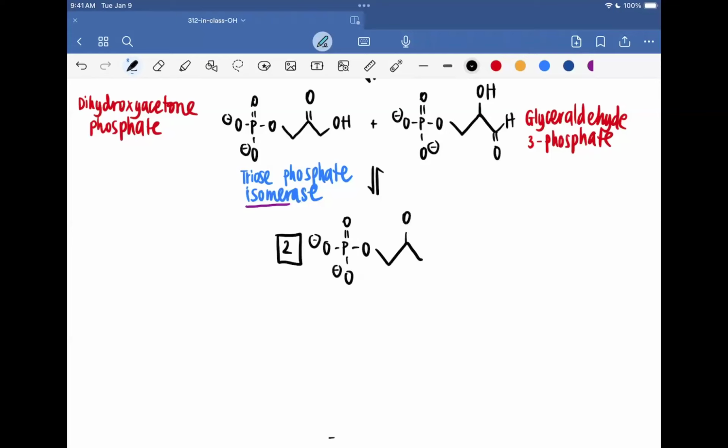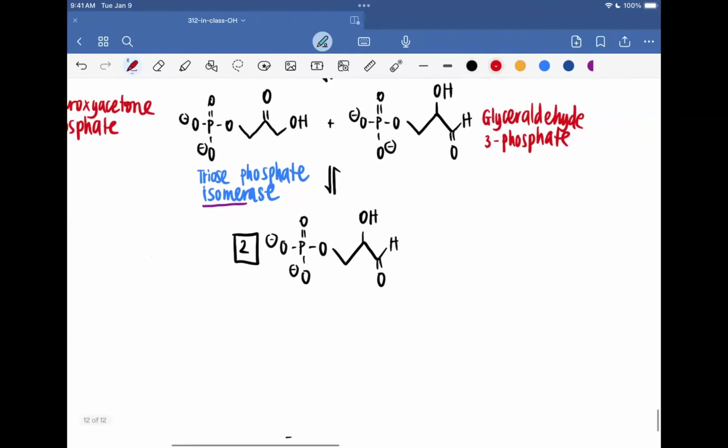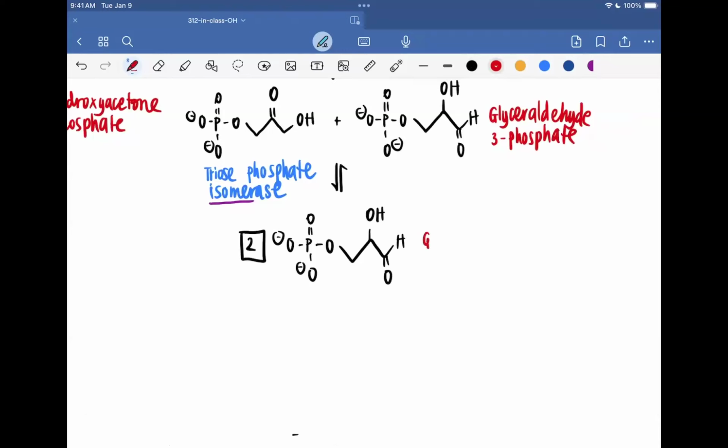Carbon 2 has our alcohol. Carbon 1 is where we see the aldehyde. And so that is glyceraldehyde 3-phosphate. And there are now 2 molecules. So essentially, we've seen a change at carbon 2 and carbon 1.